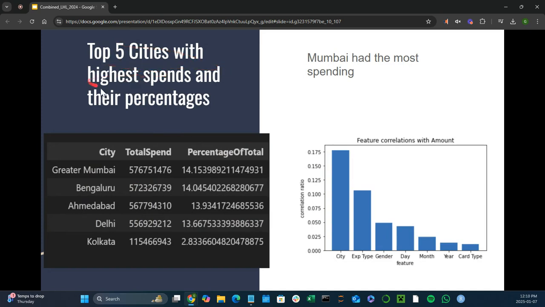Top 5 cities with the highest spending percentages. We can see Greater Mumbai, Bengaluru, Ahmedabad, Delhi, and Kolkata are there, and it has 14.1% of the total for Mumbai, and Bangalore also has 14%. So it looks like these were spending the most. Mumbai had the most spending. There are feature correlations with the amounts listed here, and we can see that city correlates most with the amount of spending and expense type is second.